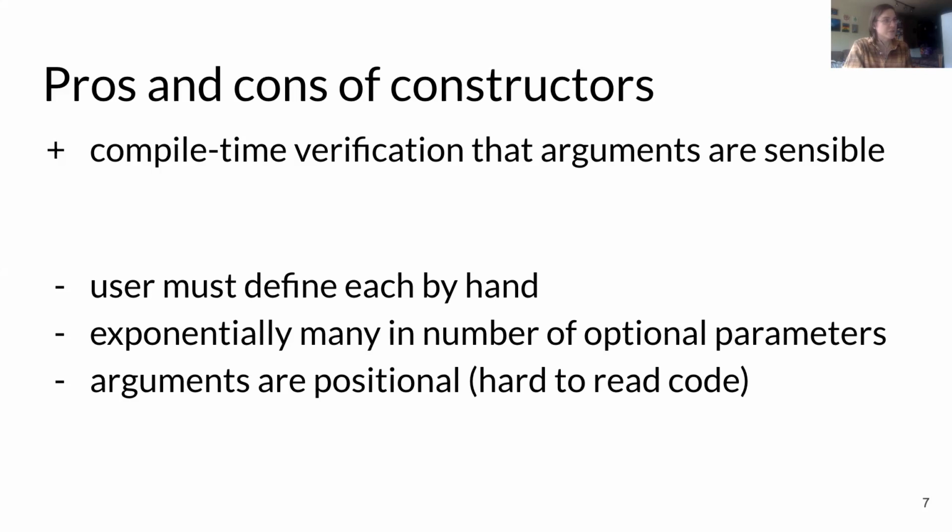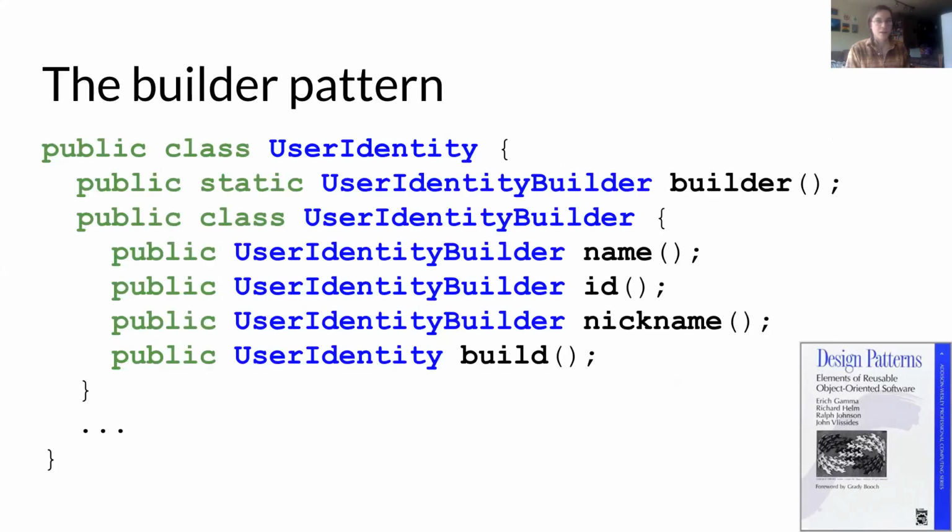So to deal with these issues, programmers sometimes use other object construction APIs, like the builder pattern. It's a classic design pattern. And in the builder pattern, we have a separate builder object that has setter methods, like a name setter, an ID setter, a nickname setter, and so on. And a build method at the end. And the build method actually constructs the target object, the object we actually want.